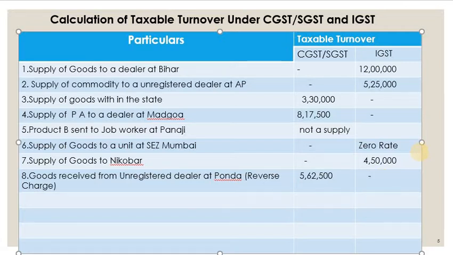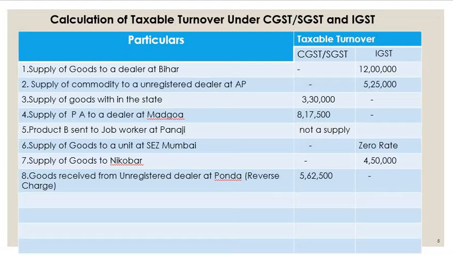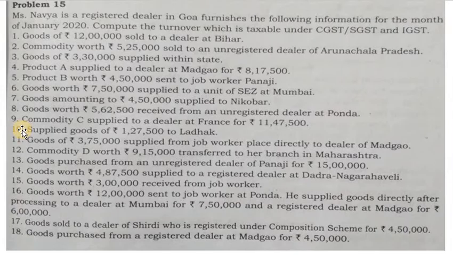Let's go to the next one. So that is the ninth one. Commodity C supplied to a dealer at France. Where is France? It's a different country. Goa is in India, so it is between two countries. That means from Goa, if you are sending the goods outside India, it becomes an export. It becomes an export sale.